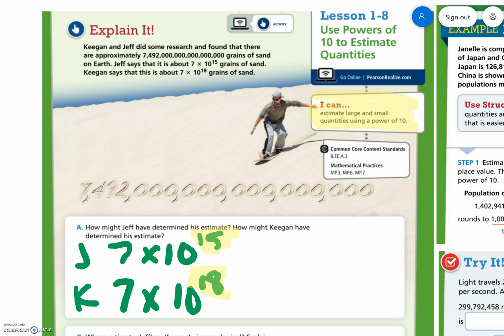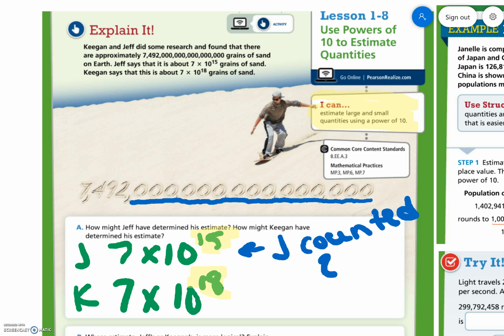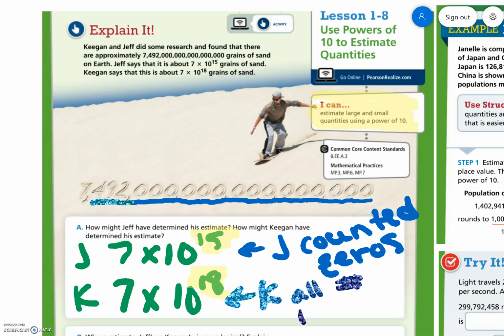Okay, so if we count the zeros, 1, 2, 3, 4, 5, 6, 7, 8, 9, 10, 11, 12, 13, 14, 15. So I think Jeff counted the zeros. Well, 18 is 3 more than 15, and I bet if we look here, if we went up until the 7, 1, 2, 3, that's 3 more. So Keegan counted all the numbers up to the 7.